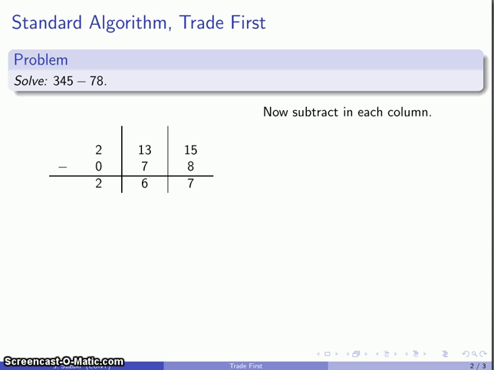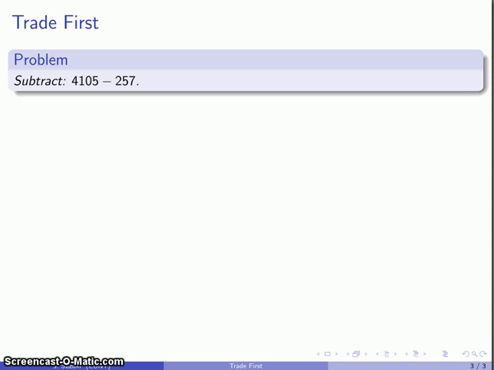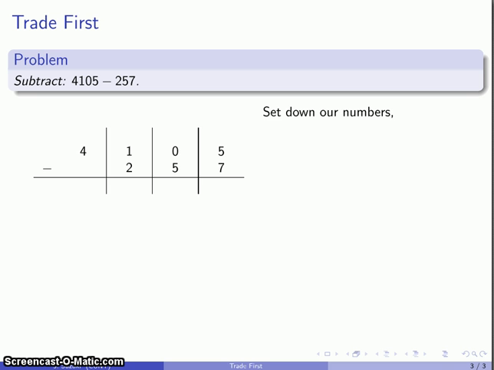Now, this doesn't seem like it's that great a departure from the standard algorithm, but it has certain advantages to it, and a good example of where those advantages appear is a subtraction like this, 4,105 minus 257. So let's take a look at what that looks like.